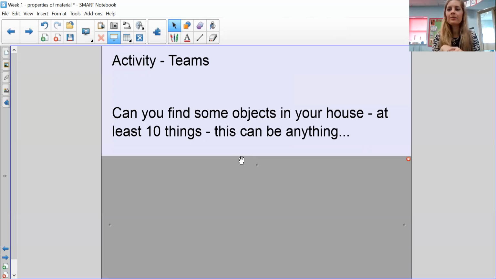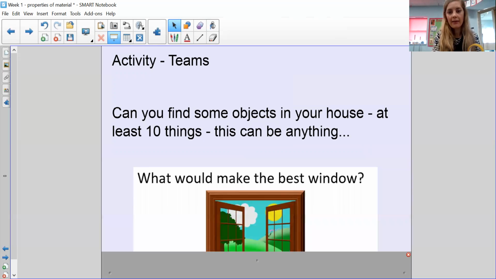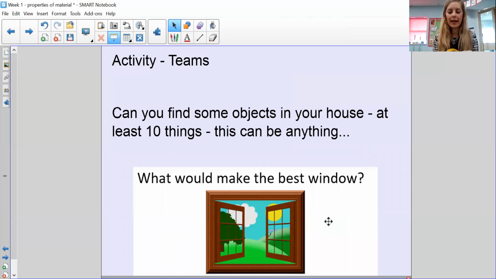And then on Teams, you're going to have some questions and you're going to think about what material you would use to make something. So for example, the first one we had a look at: what would be best to build a window? I would say I'm going to use the sellotape. Why would I use this material? This material is sellotape, and the reason I'd use it is because its property is transparent. I can see through it. And the function of a window is to be able to see through it and to let the light in. So I could use the sellotape for that property. I hope that makes sense.